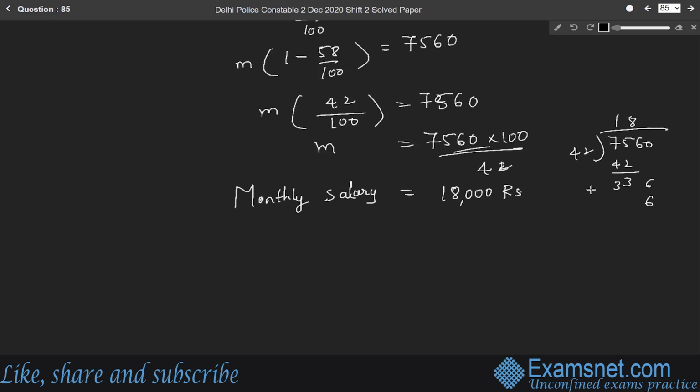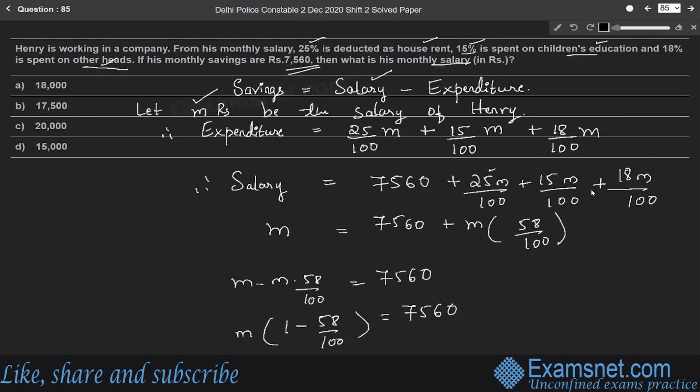42. Yeah, that is 180. And yes, monthly salary is 18,000 rupees. Hence, option A is the right answer.